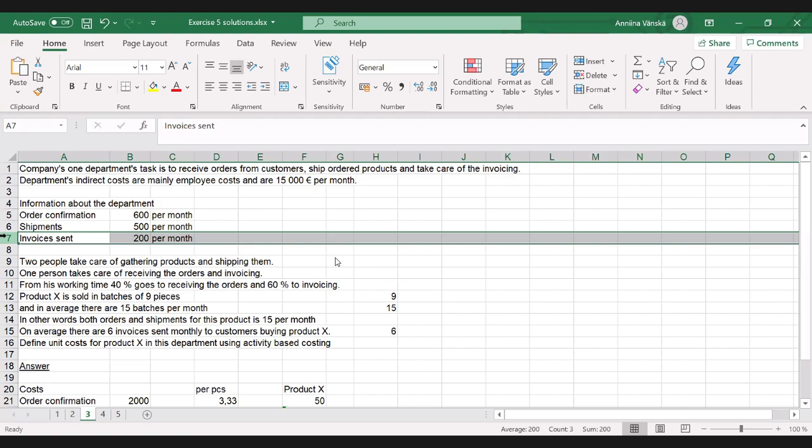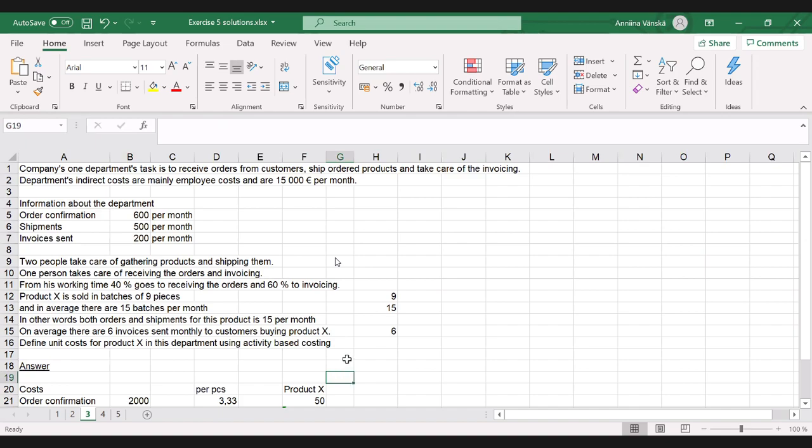I'm just going another way and multiply shipments by 2, so I got 1,000, and order confirmation I multiply with 0.4, and invoice 0.6. So I don't divide 15K by 3. And then you are calculating those with the 15,000. Yeah, but I got different numbers now. So I think I made a mistake.